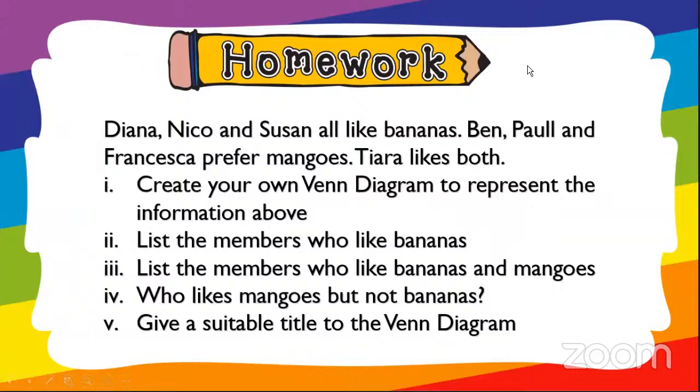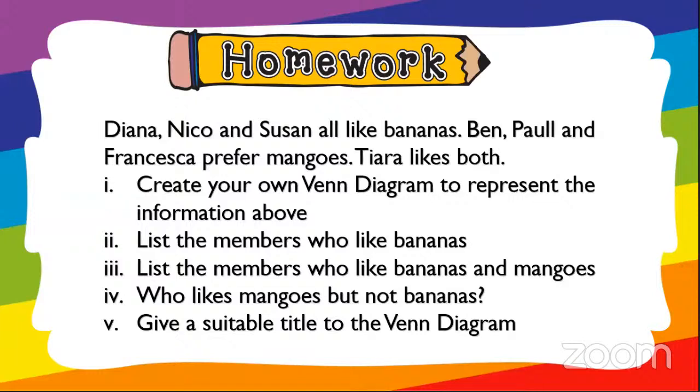All right, so we're going to leave a homework activity for you guys. So this will be your homework activity. Let me just go through it a bit to set the platform for you. Diana, Nico, and Susan all like bananas. Ben, Paul, and Francesca prefer mangoes. Tiara likes both. Create your own Venn diagram to represent the information above.